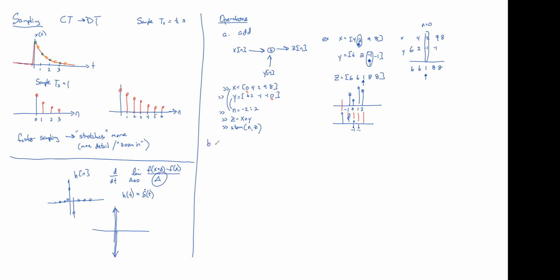Let's talk about another one. There's multiplication. In DSP we call it modulation. Same idea, except we're just going to have the multiplication symbol. I won't talk about that anymore. That's multiplication of two signals.